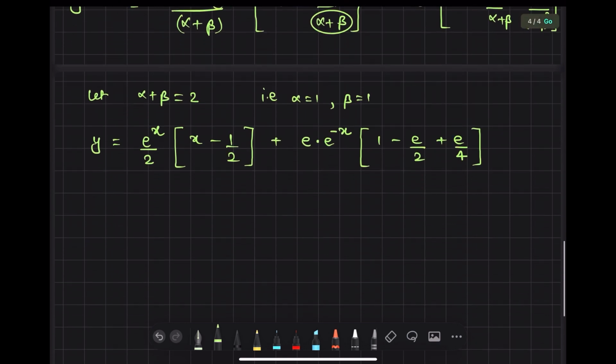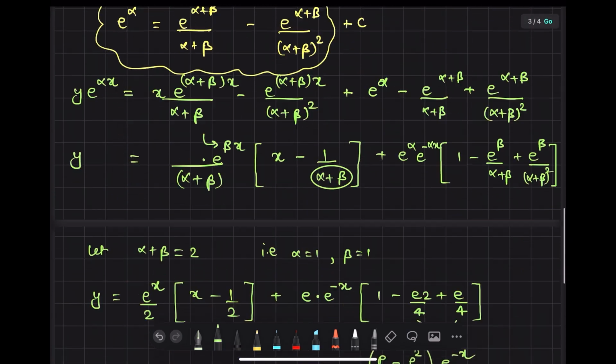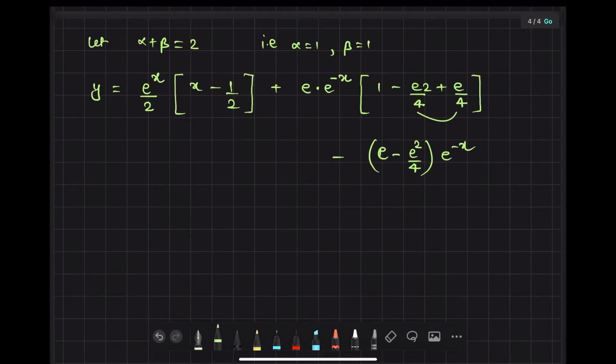So look at this. What we'll do, we will simplify both of them. Okay. So you will have 2, and then this denominator will become 4. So you will have 1 minus e by 4, and then e inside. So e square e power minus x. Yes, e power minus x. Yes, we have created the function. So x minus 1 by 2, and then e power x by 2.